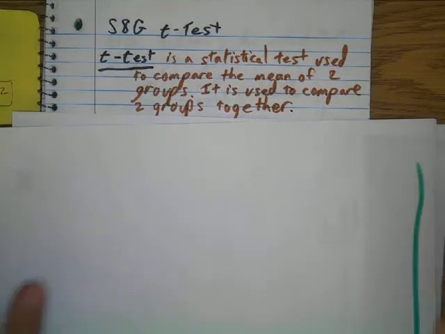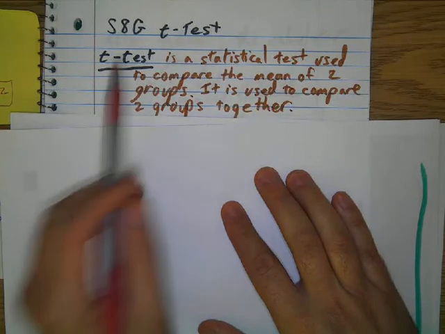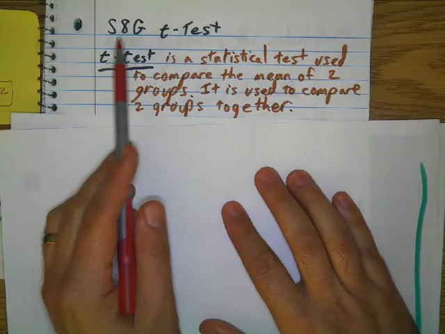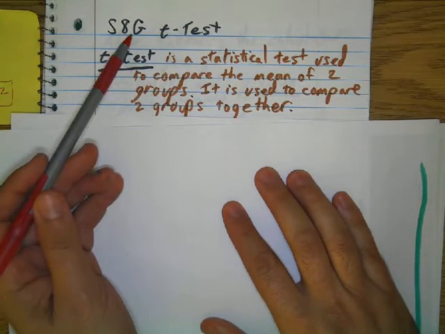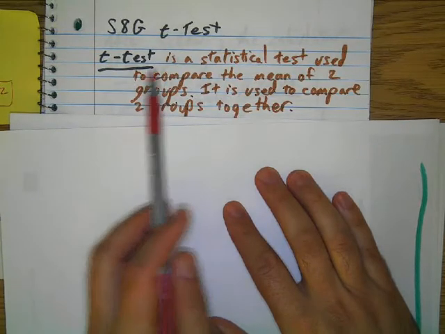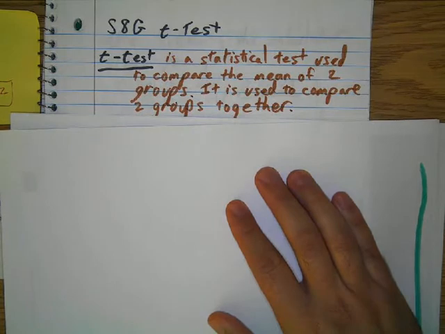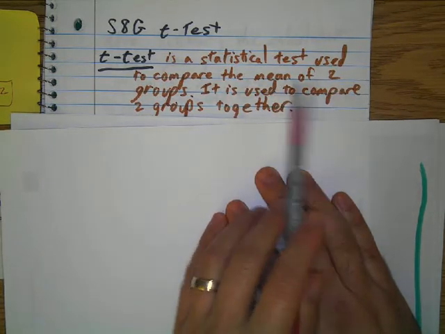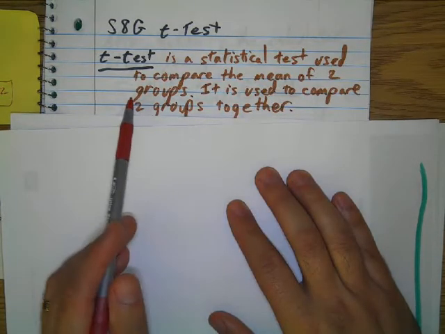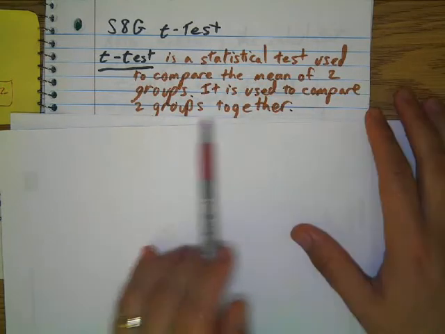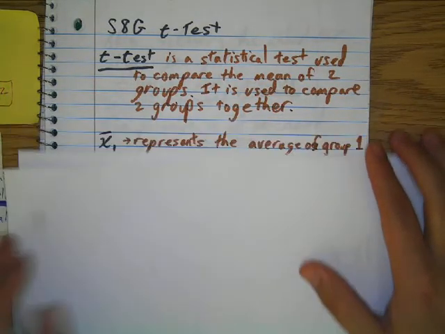All right, now we're going to talk about the t-test. So Chapter 8, Section G. And here's the definition of a t-test. It's a statistical test used to compare the averages, or means, of two different groups. And it's used to compare the two groups together.